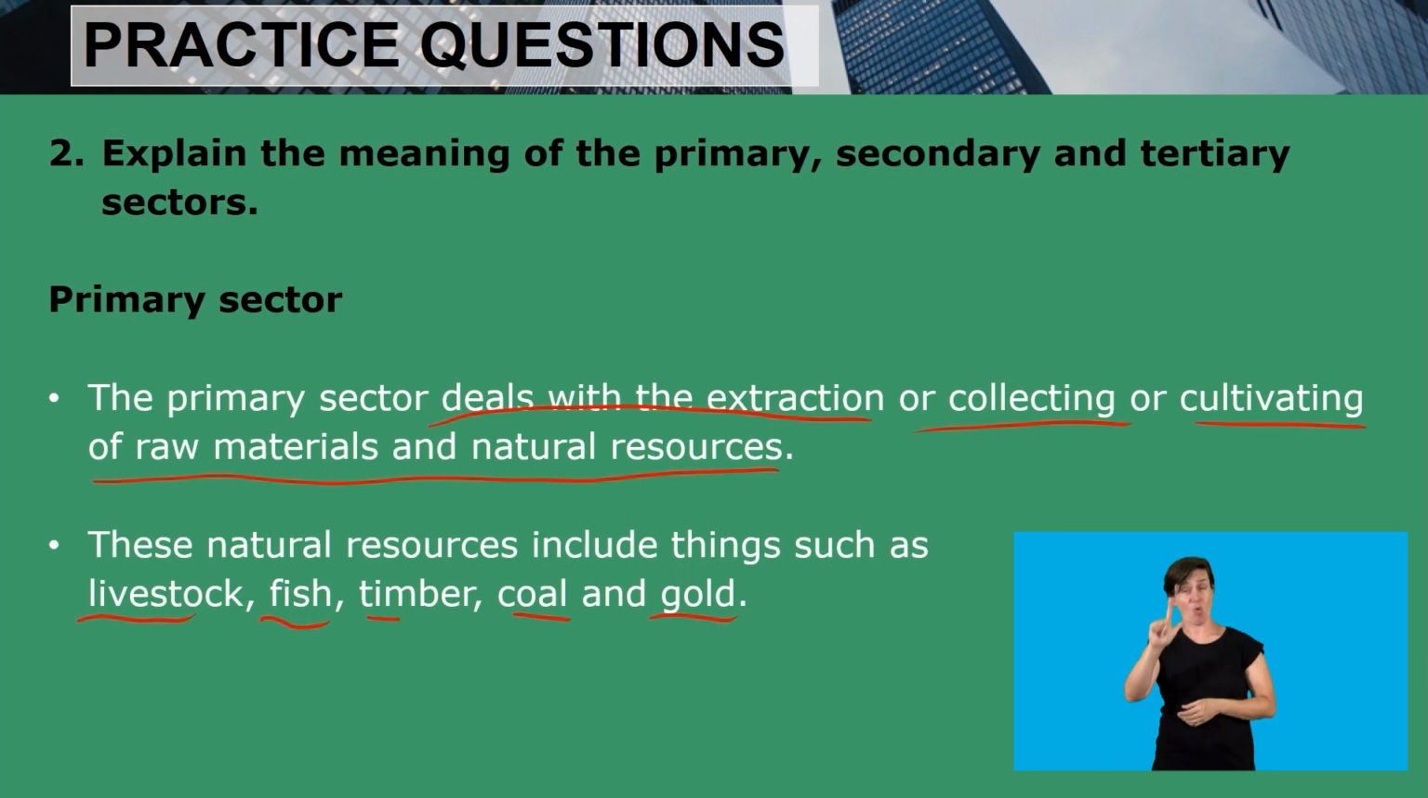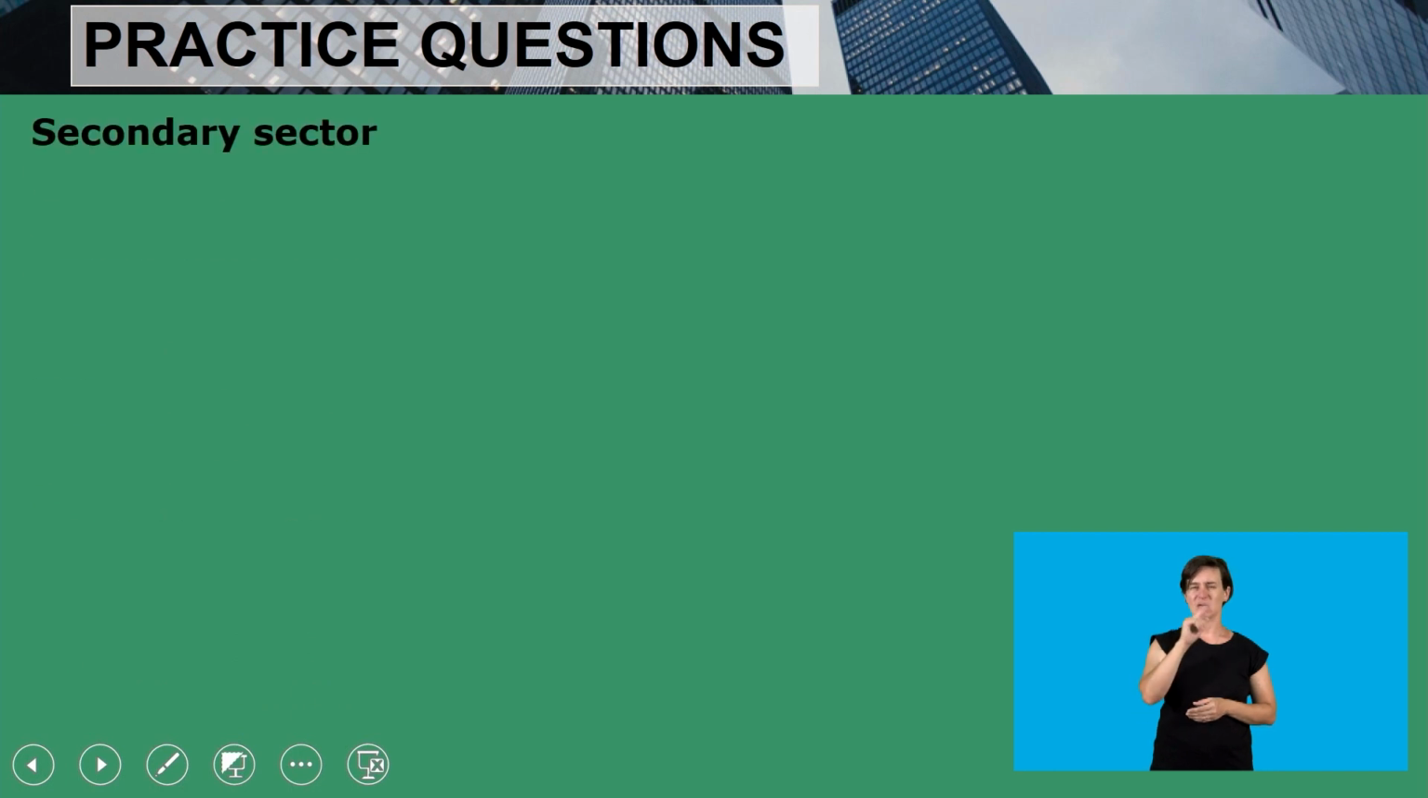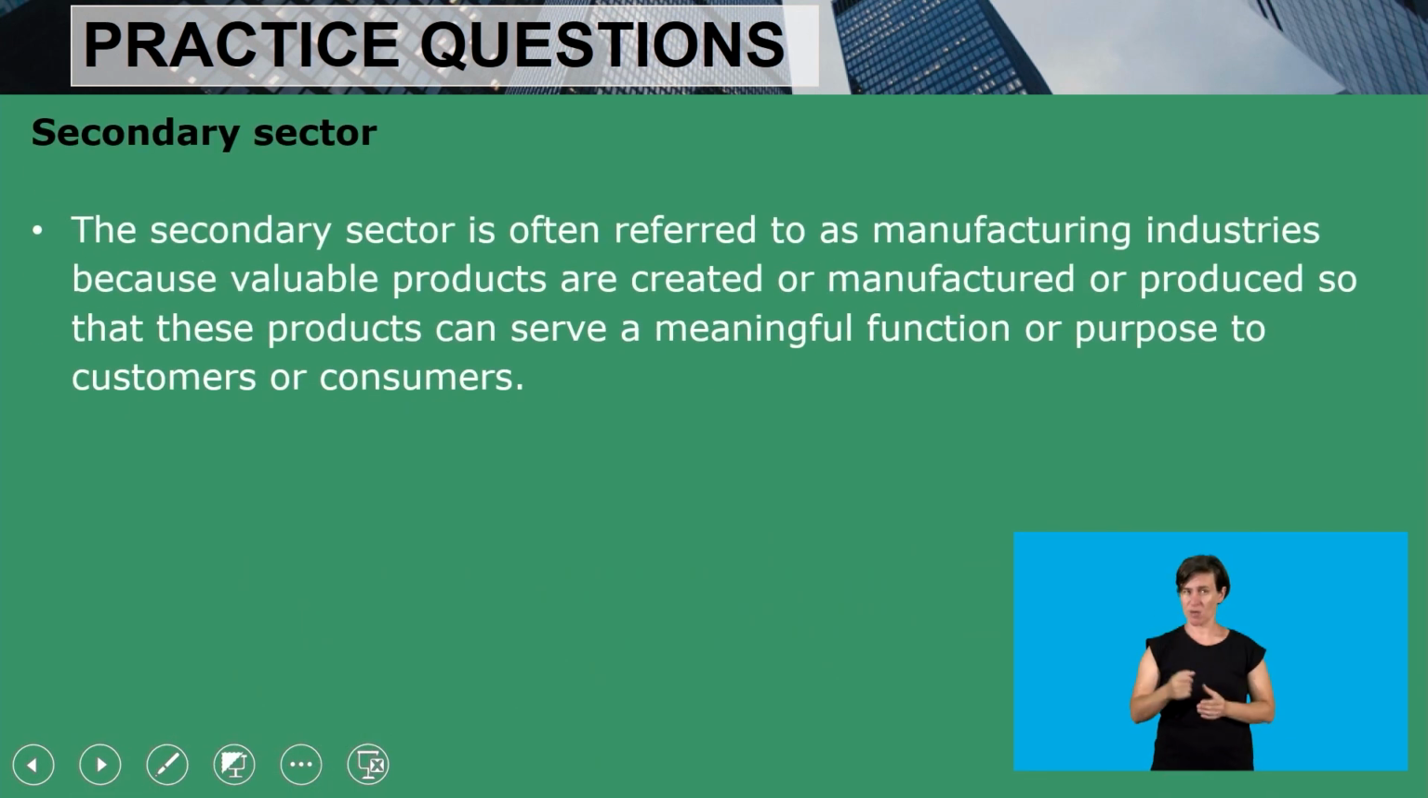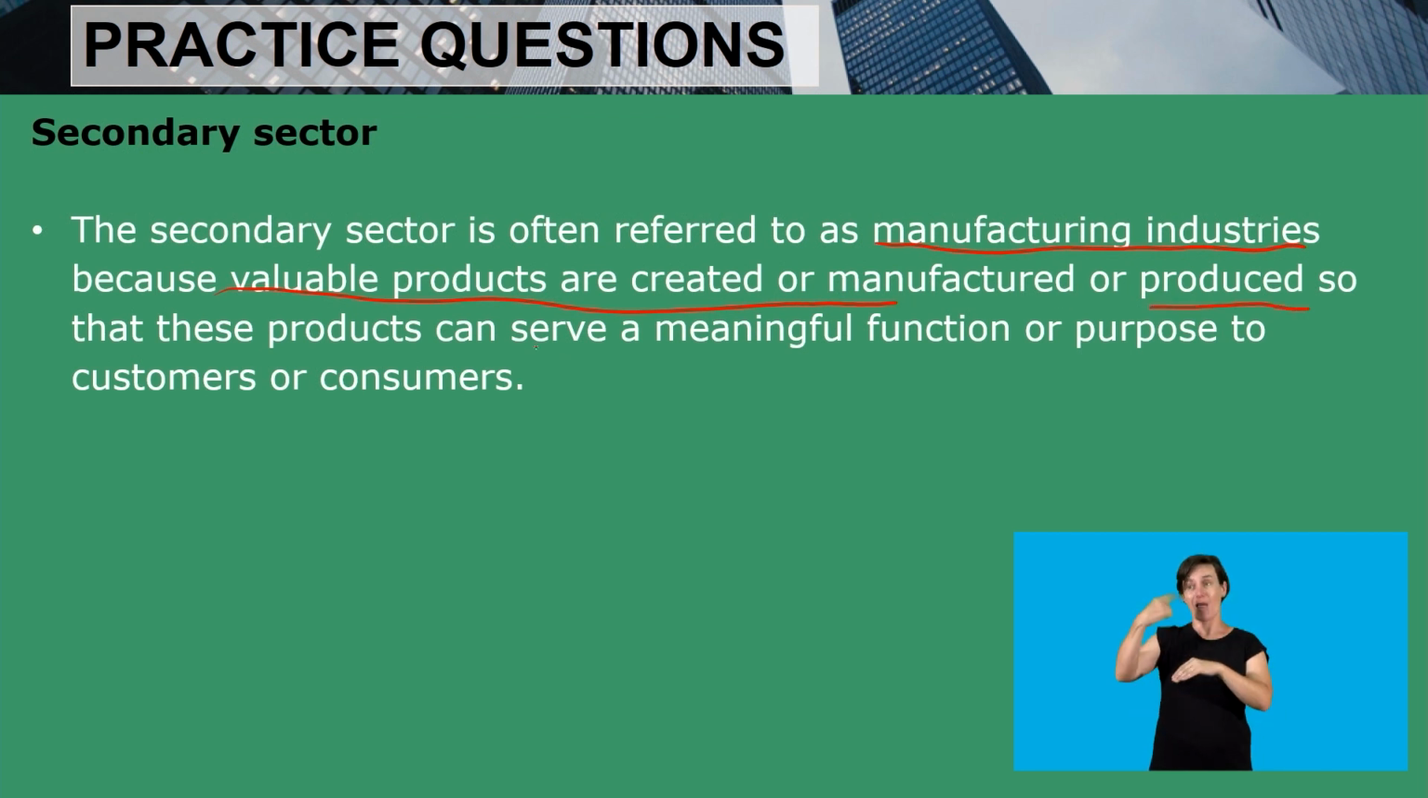We have our livestock. You have your cattle, you have your chickens, you have your cows, we have our fishes, they fall under the primary sector. We have our coal, it falls under the primary sector. Then let's move on to the meaning of the secondary sector. The secondary sector is often referred to as manufacturing industries because valuable products are created, manufactured or produced so that these products can serve a meaningful function or purpose to customers or consumers.